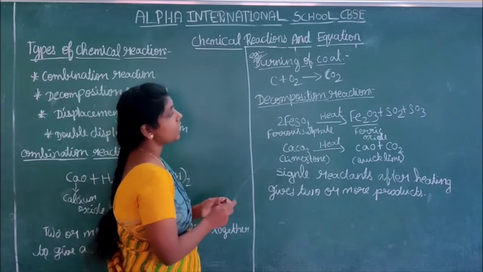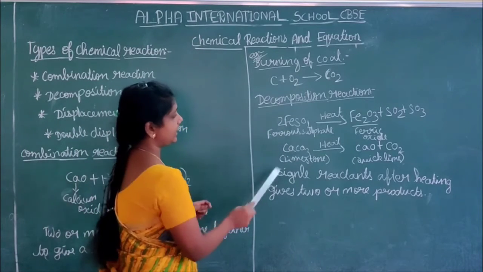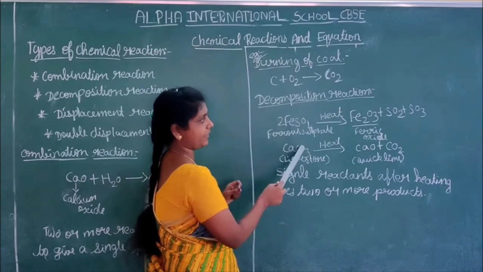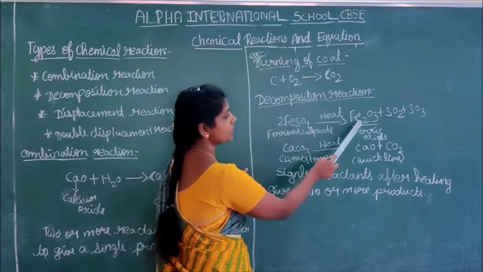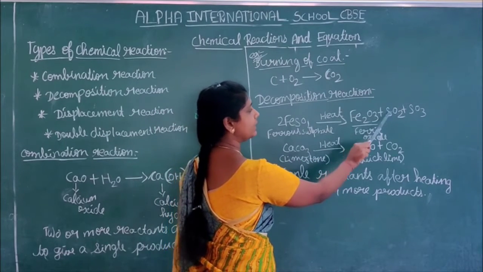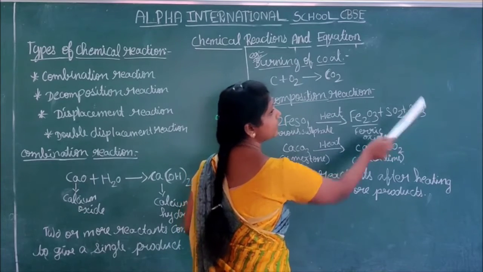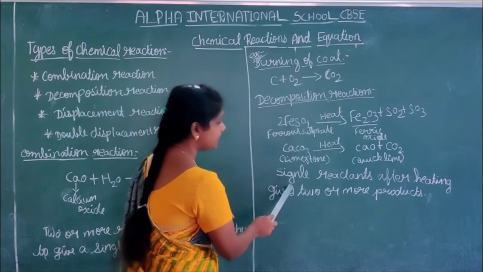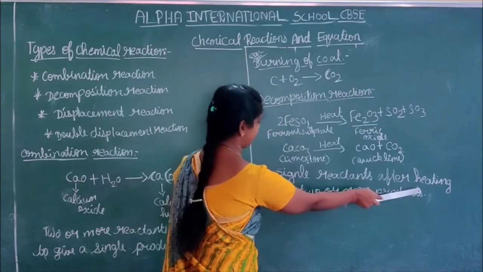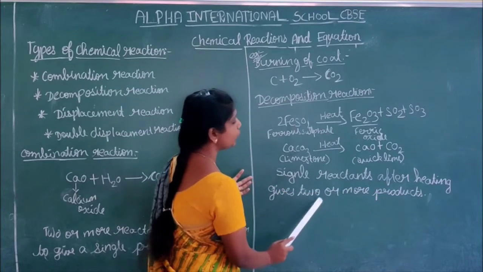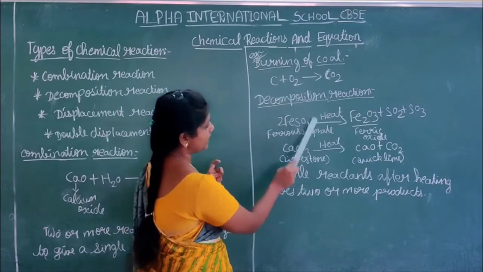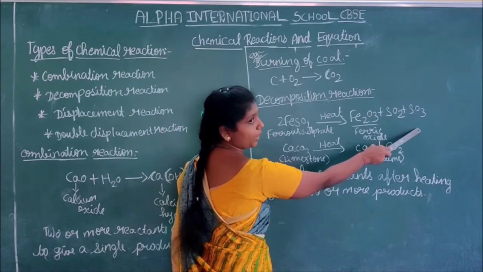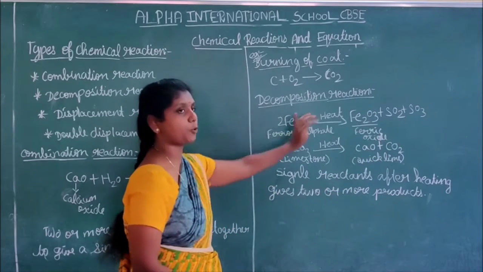Next, we are going to discuss what is decomposition reaction. See here, I am taking ferrous sulfate. I am giving heat energy to this ferrous sulfate. After giving heat energy, it gives ferric oxide plus sulfur dioxide plus sulfur trioxide. Now I am going to define what is decomposition reaction. A single reactant, after giving heat energy, gives two or more products. See here, only a single reactant, after giving heat energy, gives two or more products. So this is an example for decomposition reaction.